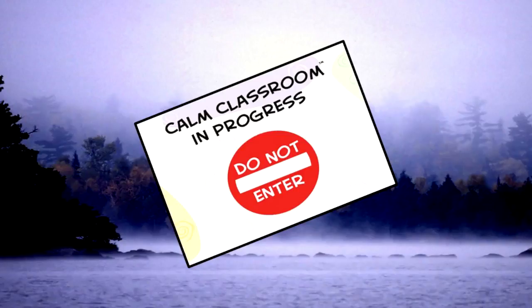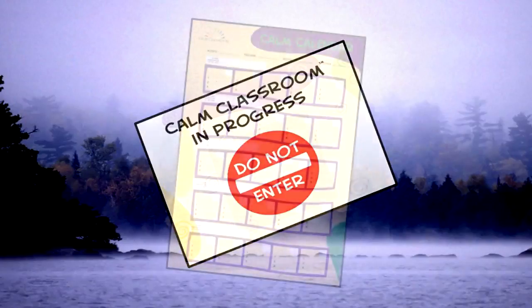When it's time for Calm Classroom, the student ambassador will hang the Do Not Enter sign on the door to ensure that no one disrupts the class during the technique. You can use Velcro, a suction cup, string, tape, or any other materials so that it's easy to post the sign and take it down.